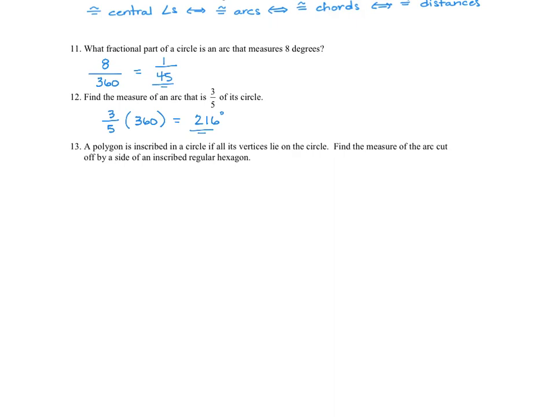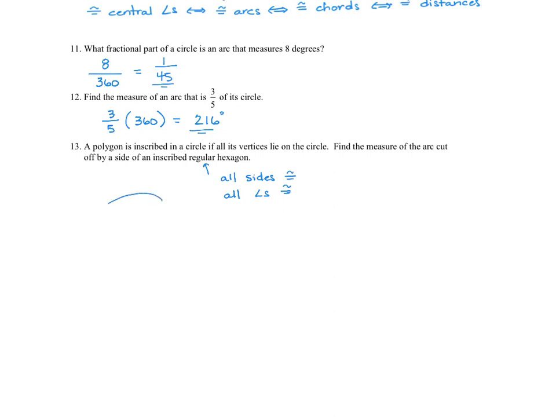And question number 13 is asking that if a polygon is inscribed in a circle, all of its vertices will lie on a circle. Find the measure of the arc cut off by a side of an inscribed regular hexagon. Remember that regular means all of the sides are congruent and all of the angles are congruent.